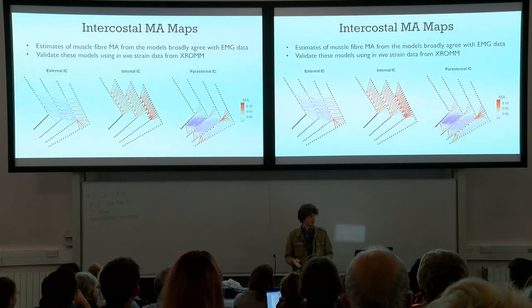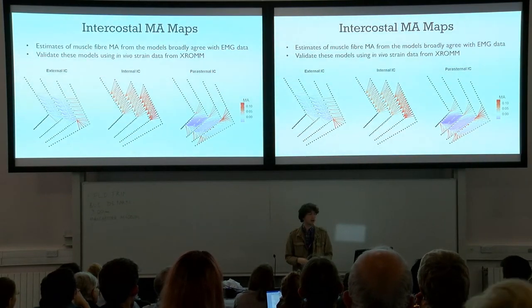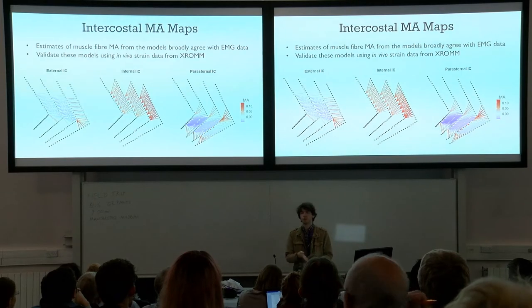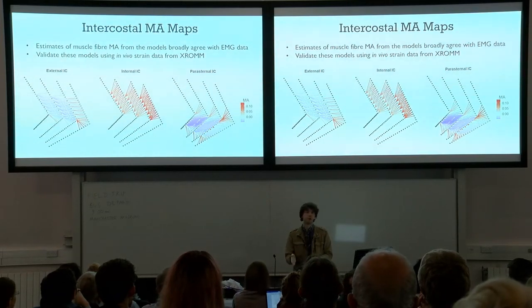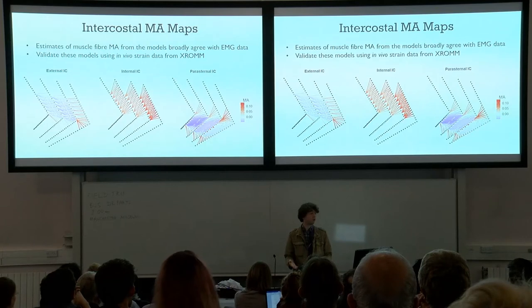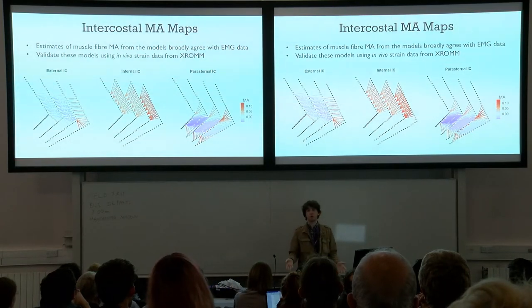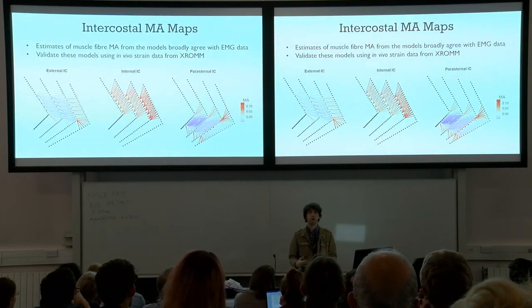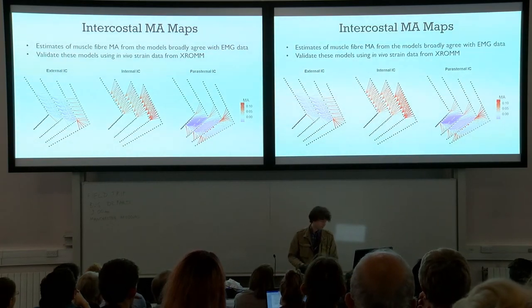So the external intercostals, labeled external IC there, are generally on during inspiration. And the muscles with a similar fiber angle to what we know the fiber angle of the external intercostals is from dissection also shorten during inspiration, so they have an inspiratory mechanical advantage. The internal intercostals are generally on during expiration, and they have an expiratory mechanical advantage. The same is true of the parasternals: they're on during inspiration, and they have inspiratory mechanical advantage. These results gel quite nicely with what we already knew from the EMG data.